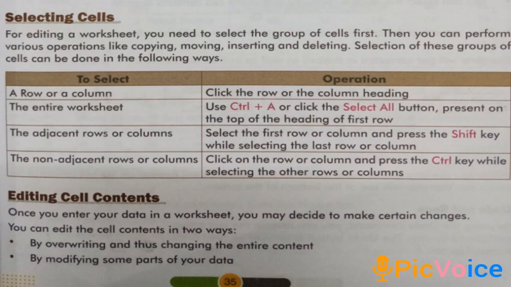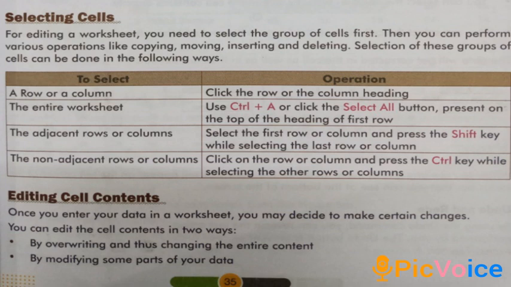To select a row or column, we should click on the heading of the row or column. When we want to select the entire worksheet, we can press Ctrl plus A on the keyboard, or we can click the Select All button, which is present on the top of the heading of the first row.